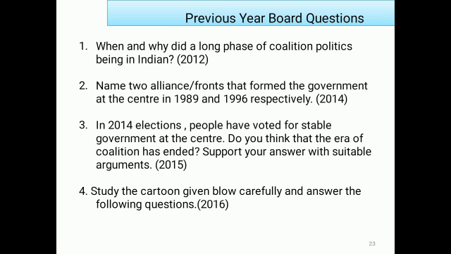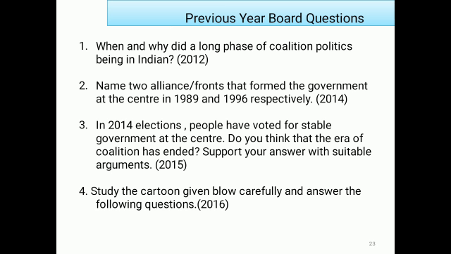Now, previous year board questions. When and why did a long phase of coalition politics begin in India? This is a detailed question, and this question was there in 2012. Name two alliance fronts that formed the government at the center in 1989 and in 1996 respectively. In 1989 it was the National Front, and in 1996 it was the United Front.